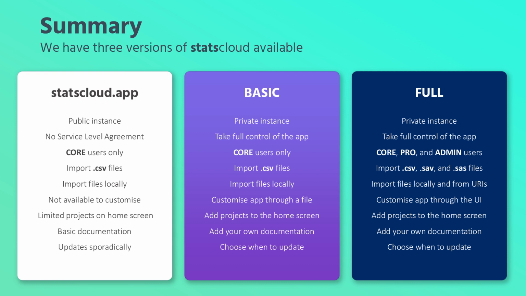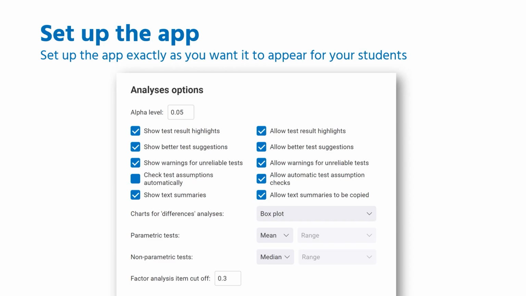So we have the basic version and the full version. I won't go through each of these, but if you glance over, you'll see you can do a lot more with the full version. You can add your pro admin users, open SPSS files. Yeah, there's lots of very good stuff you can do with this. Here's an example. If you're using the full version, it's very easy to edit the customization just through this interface here. So it's just a case of clicking buttons.